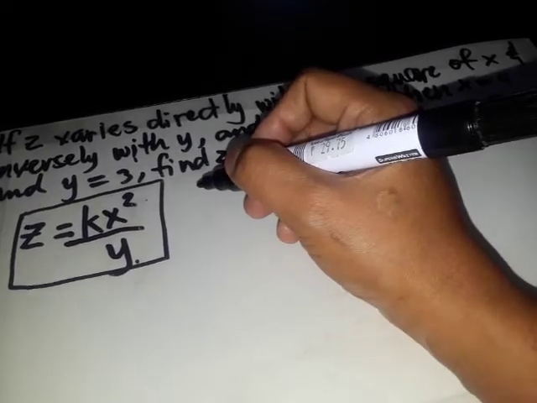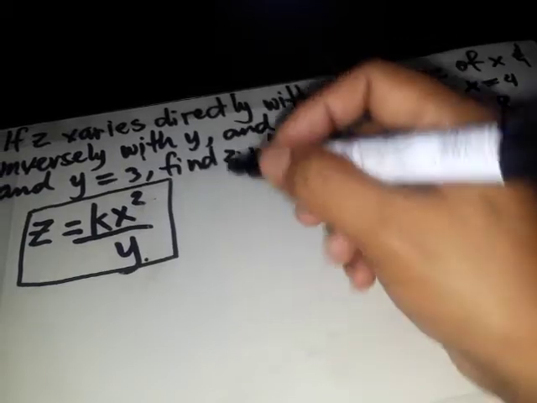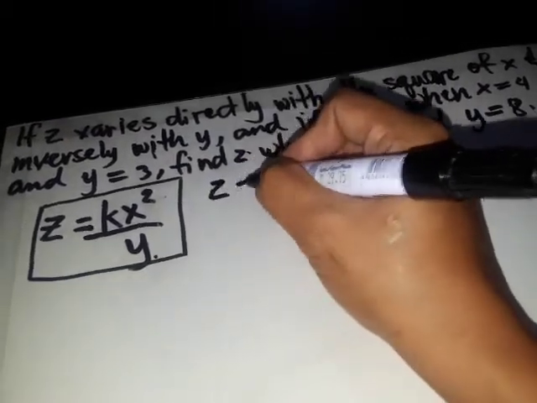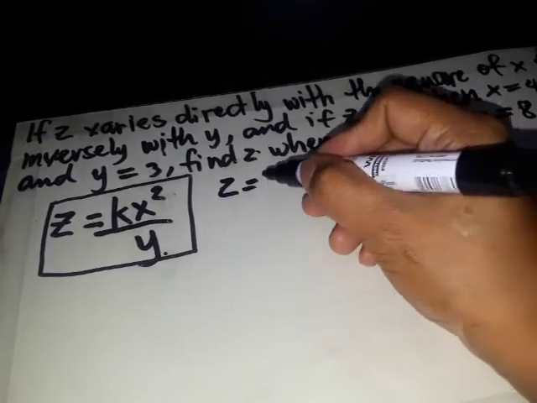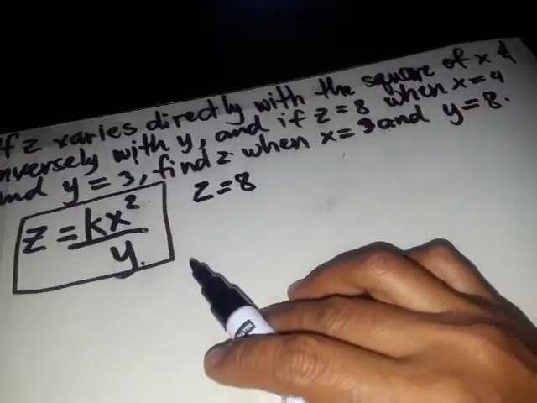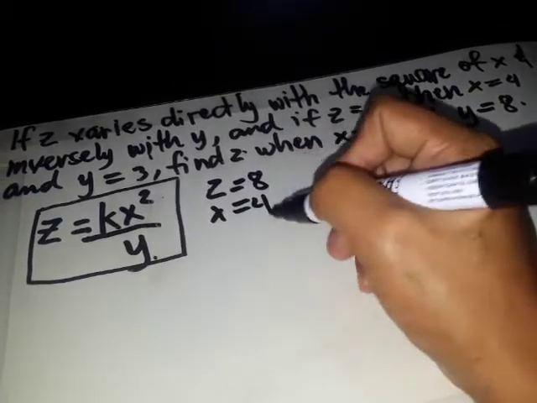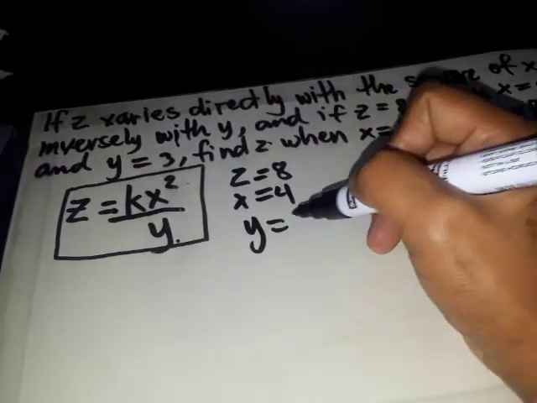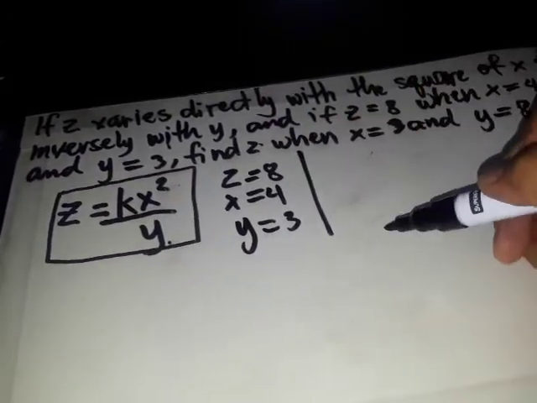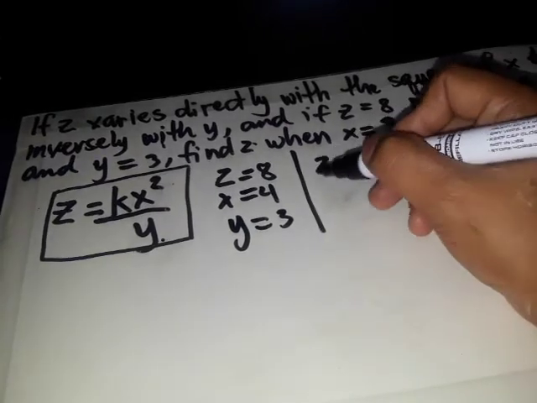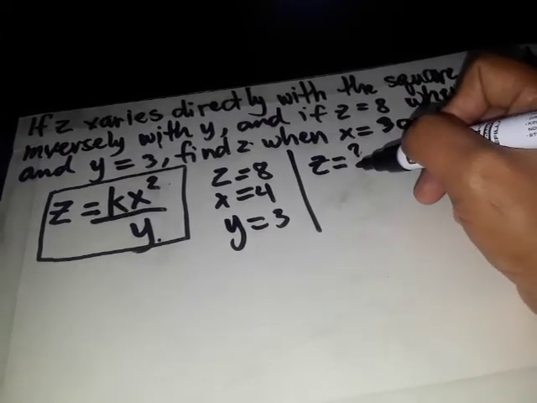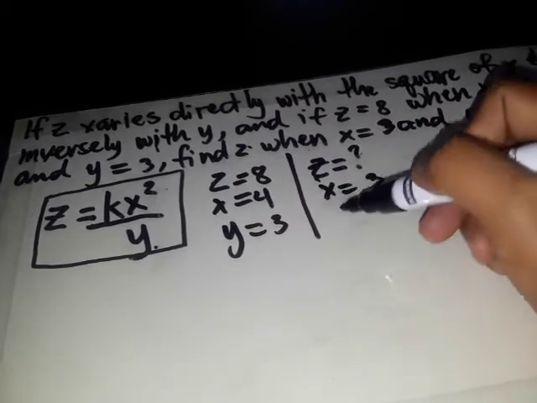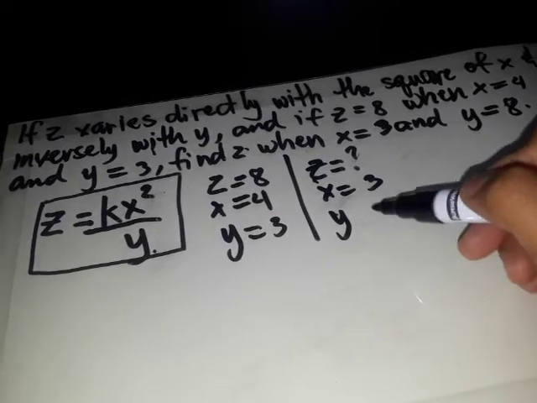Next, sulat na natin ang mga given. So, ano yung mga given natin? Ang first na given ay z, which is equal to 8. Then, x is equal to 4. Next ay y is equal to 3. Another given, meron tayong z, which is, yun ang hinahanap natin. X is equal to 3. And y is equal to 8.